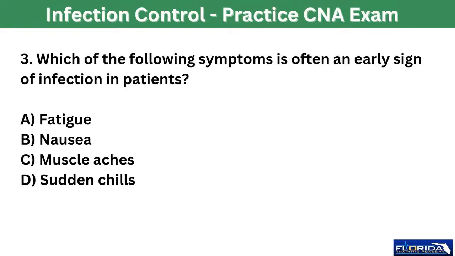Number three, which of the following symptoms is an early sign of infection in patients? So an early sign of infection. Is it A, fatigue, B, nausea, C, muscle aches, or D, sudden chills? An early sign of infection.